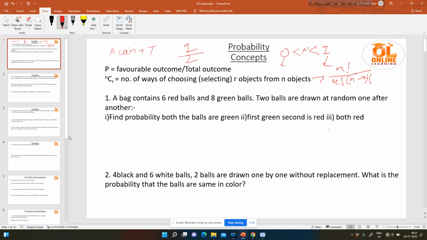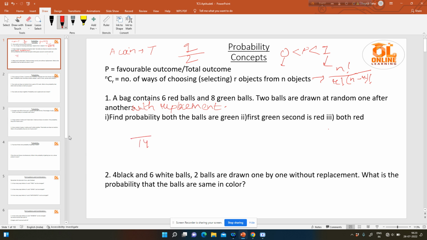A bag contains 6 red balls and 8 green balls. Two balls are drawn at random, one after the other, with replacement. So when a ball is taken, after that it is put back into the bag after seeing the color of the ball. First, they're asking to find the probability that both the balls are green. So how many total balls are there? 14. So total outcomes will be 14.